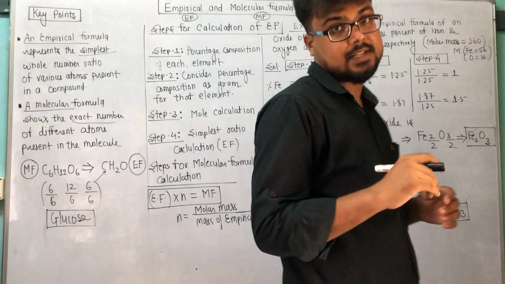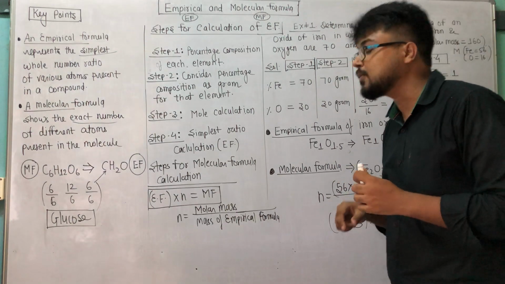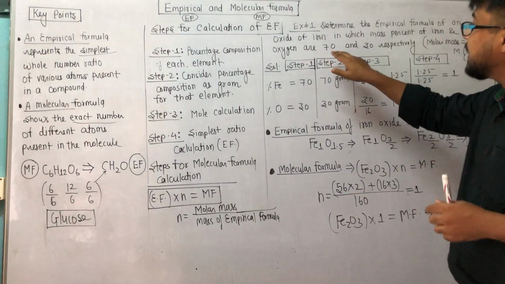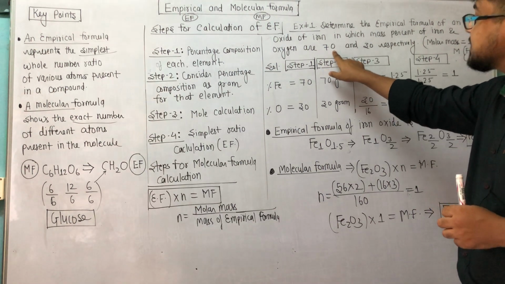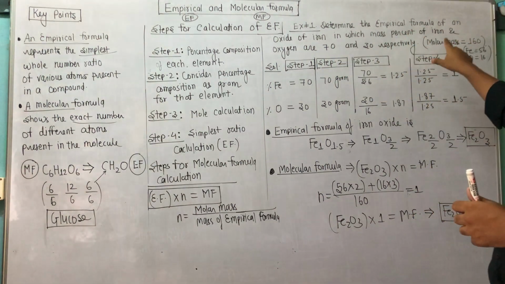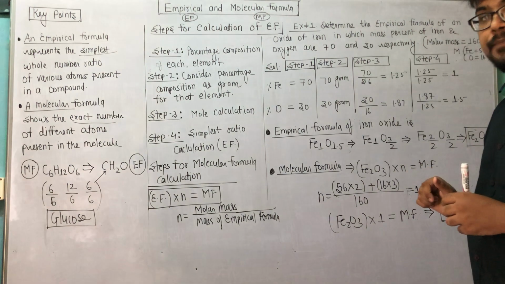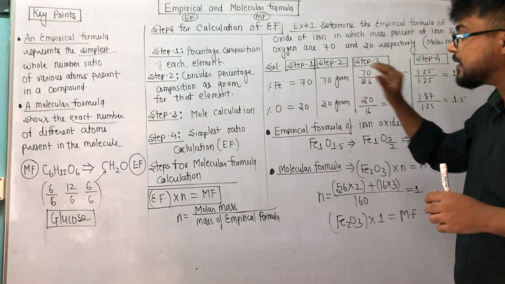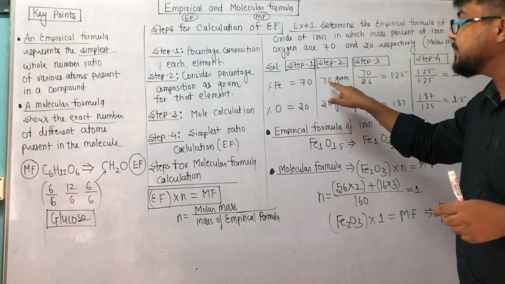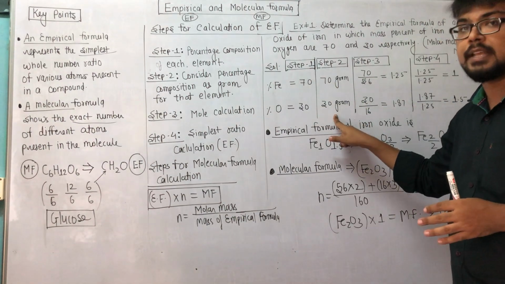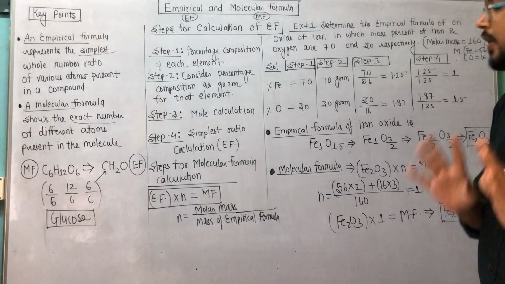Percent composition. Step 1 is percentage composition. In the question, the mass percent of iron and oxygen is given: it is 70 for iron and 30 for oxygen. Step 2, I will consider this percentage composition as grams, which means it will be 70 gram and 30 gram. I think till here there is no doubt, no confusion.